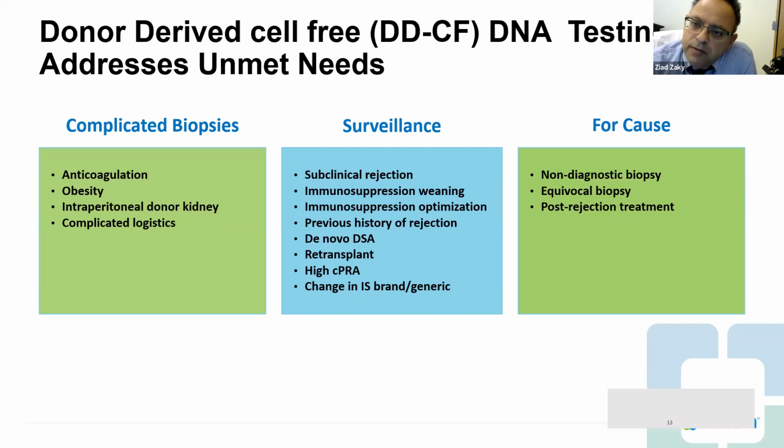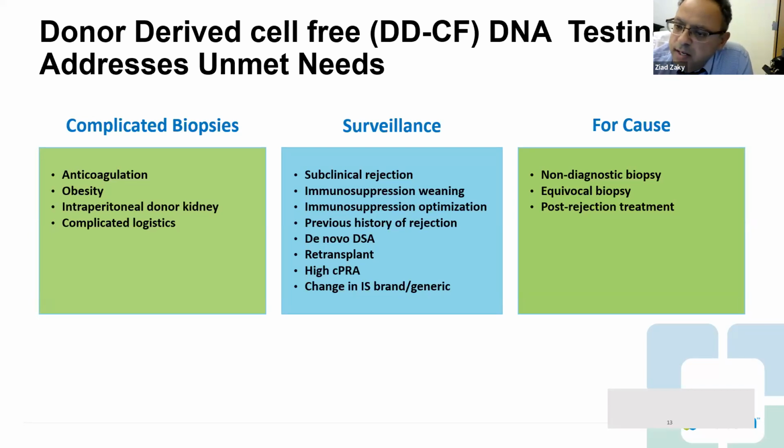And this is where we have here: can donor-derived cell-free DNA avoid complicated biopsy? Patients who are on anticoagulation, obese, or those with intraperitoneal kidneys. I can tell you from my clinical practice that I have patients with a BMI of 40, and I have to do biopsies for them. We're talking about 160, 170 kilogram patients that we need to do biopsies for.